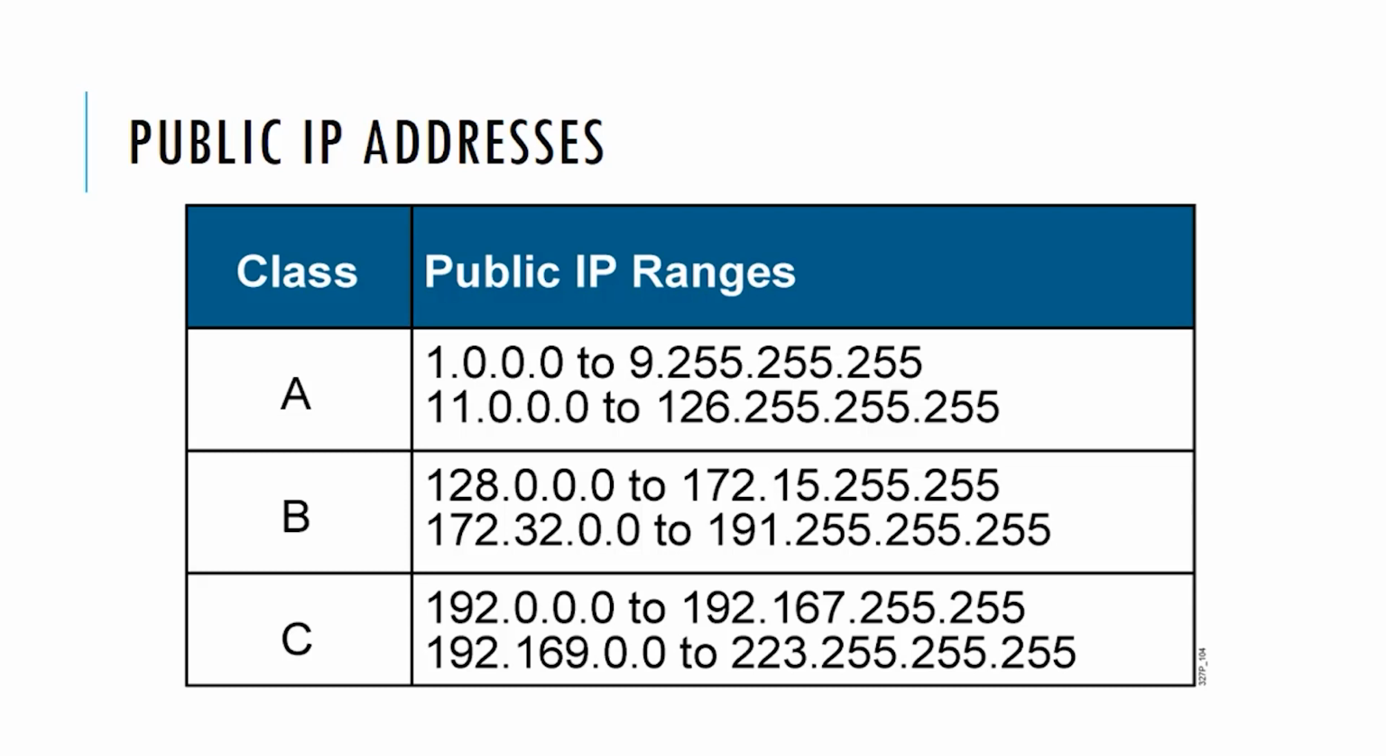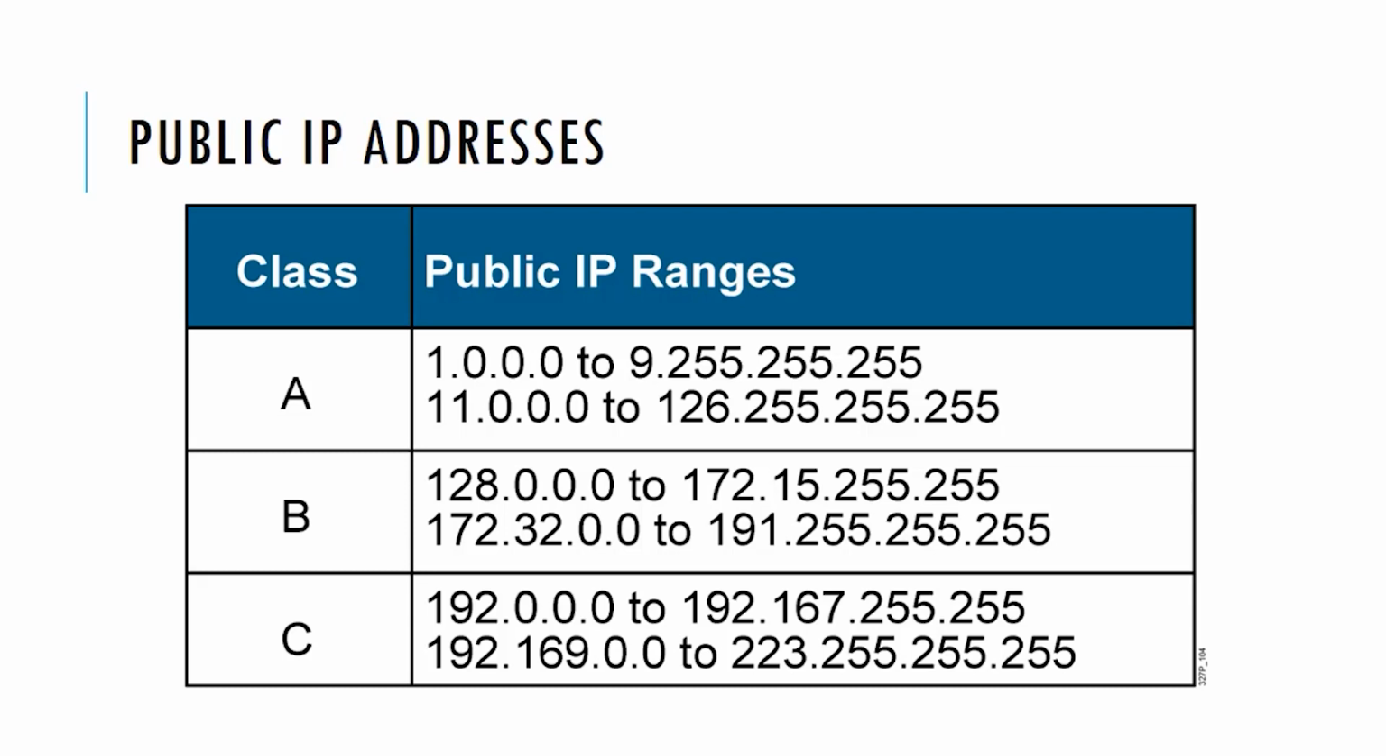So we see 172.15, then 172.32 till 191.255.255. Then we start from 192.0.0.0 to 192.167. Then we skip 192.168 and start again from 192.169 to 223.255.255.255, and here ends the class C, where starting from 224 starts the class D, and the class D is for the multicasting addressing.